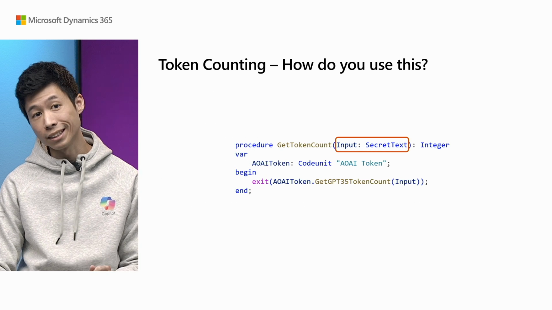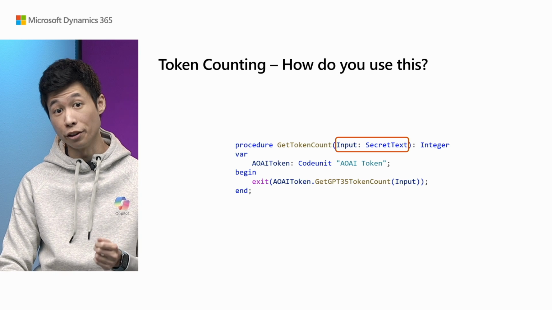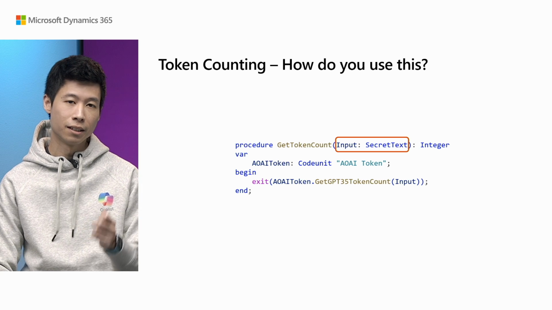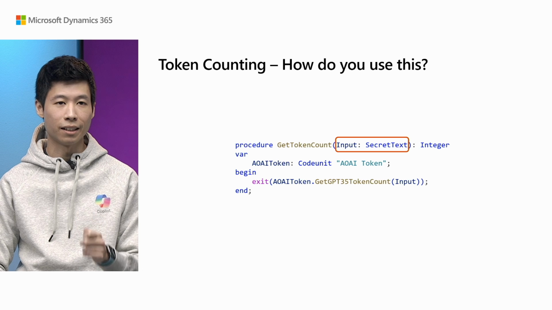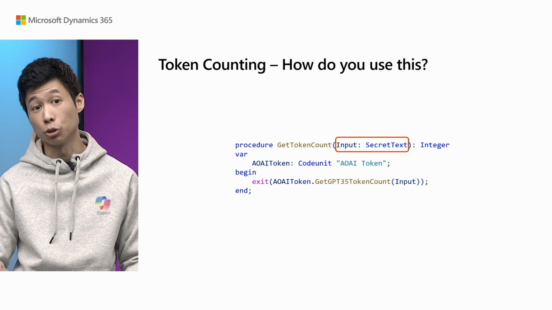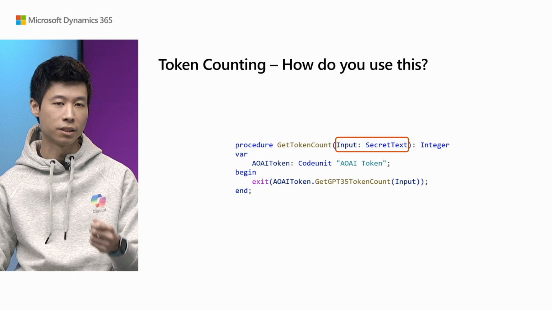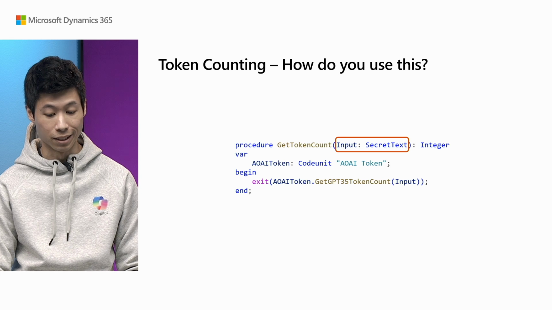Additionally, I would like to point out that when you're using this, for example, here where we call get GPT-3.5 token, the input is of type secret text. And the reason for that is because we consider your input to contain your intellectual property, which is the system meta prompt that you would have used, whether it's ours or your own, when developing your Copilot capability.